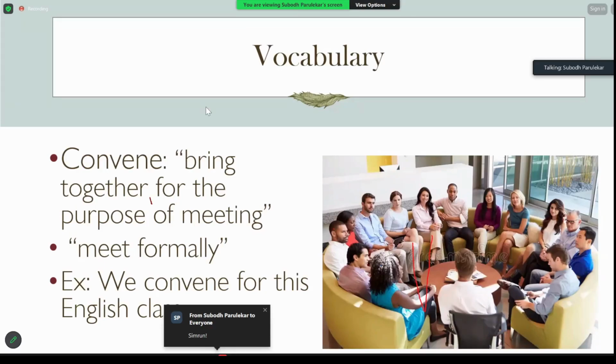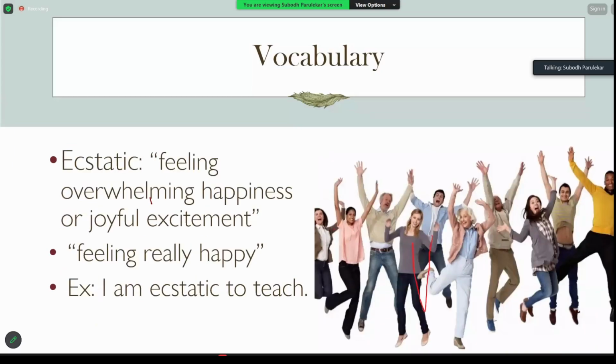Okay, I'm going to move on to our next vocabulary word for today. Our next vocabulary word is ecstatic. As you can see in this picture, there's a lot of people who are excited, they're jumping, and the definition is feeling overwhelming happiness or joyful excitement.